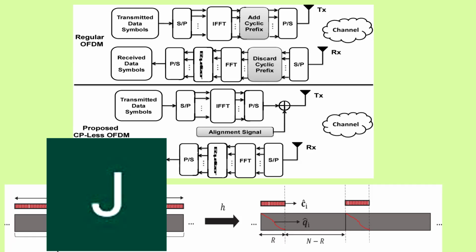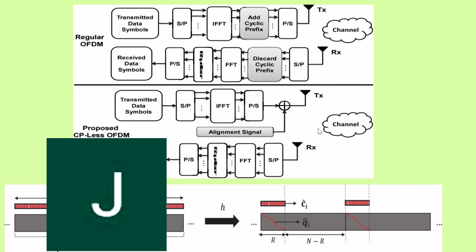Now, the proposed system, which is called CP-less OFDM, is different from regular OFDM in these gray blocks. In this new system, we don't have the addition of cyclic prefix at the transmitter, and we don't have the removal of cyclic prefix at the receiver. Instead, we have an alignment signal that we add in time domain after the IFFT. And this alignment signal is designed mathematically in an intelligent manner so that it can cancel the interference caused by not using cyclic prefix.